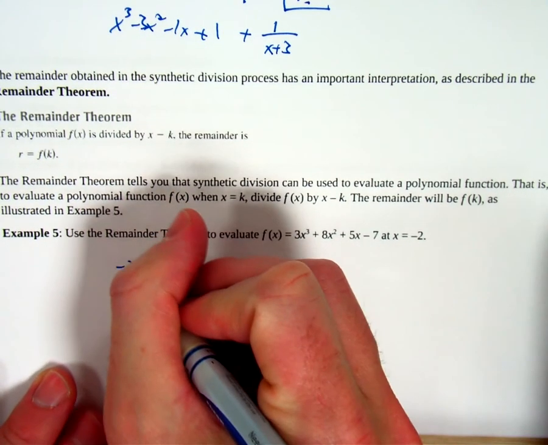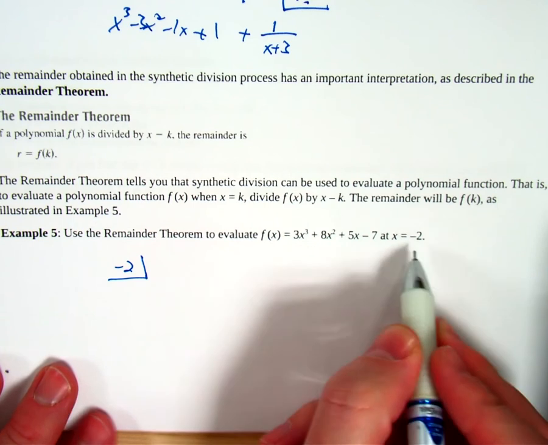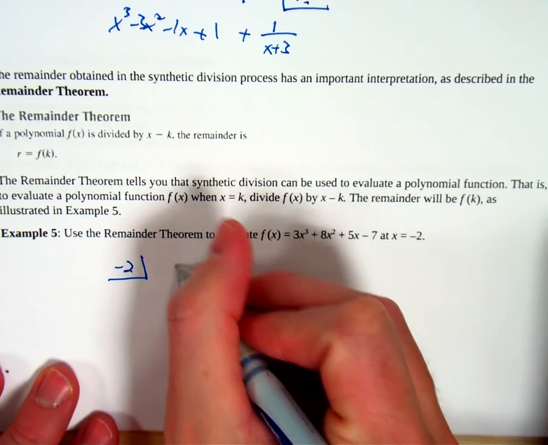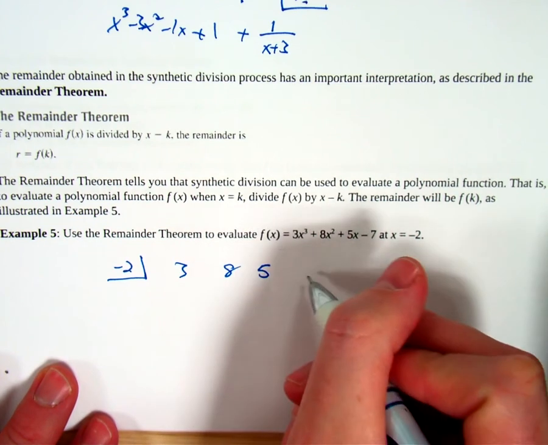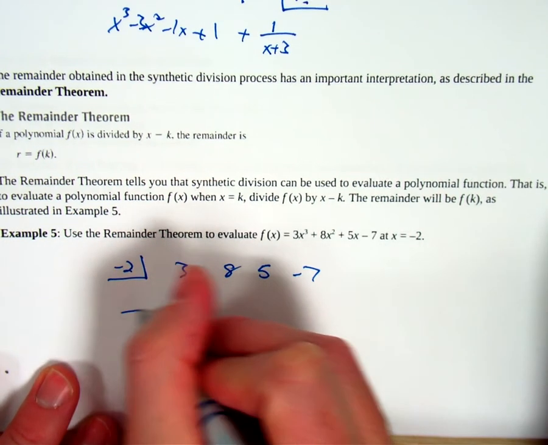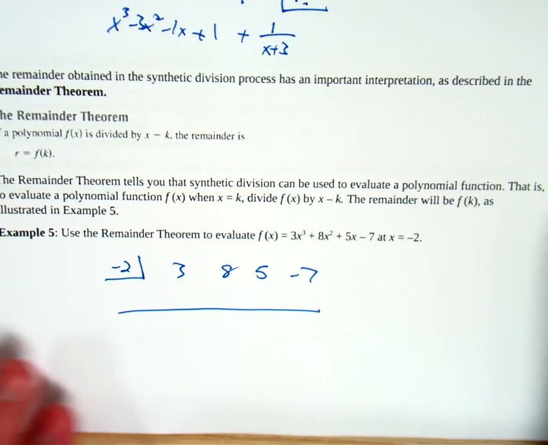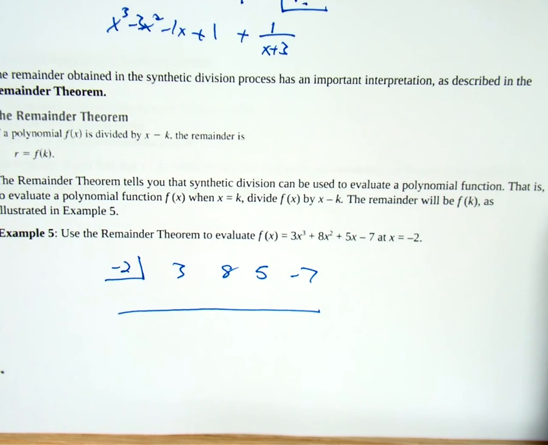Okay, let's have you try it. I'll get you started, and then you can push pause and try it out. So 3x to the 3rd, 8x squared, 5x minus 7. Skip a line, draw a line. All right, you push pause and see if you can figure out what f of negative 2 would be using the remainder theorem.